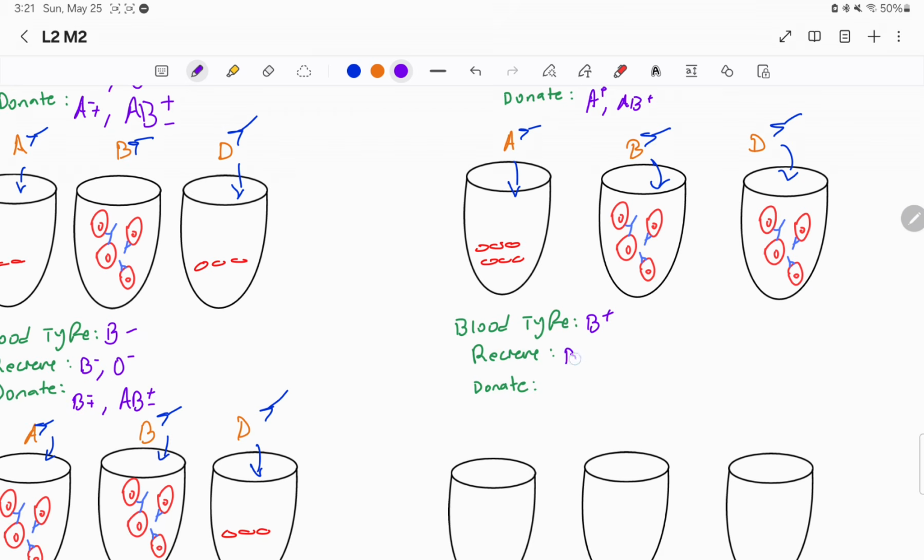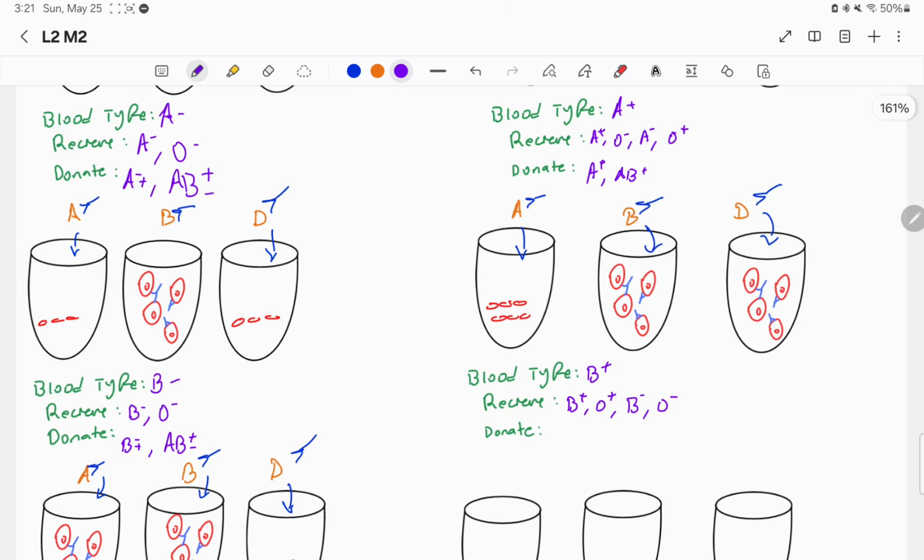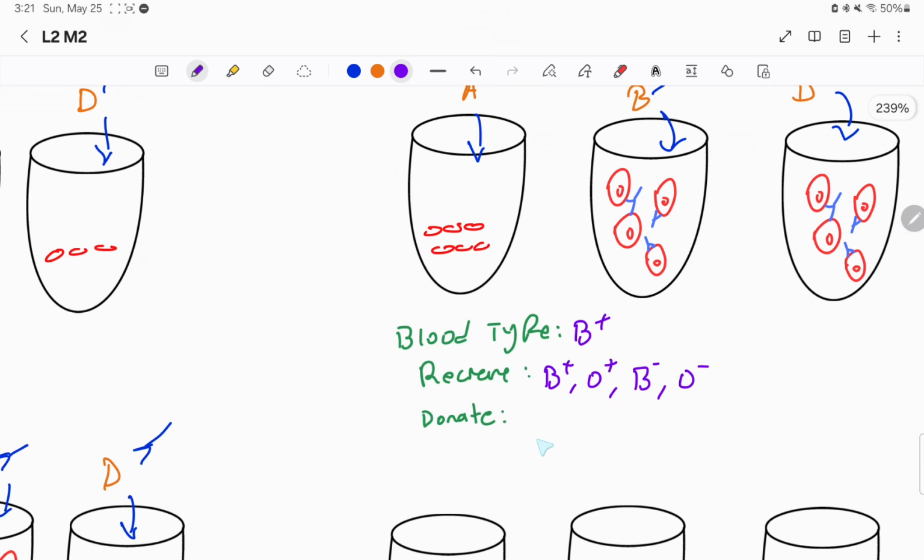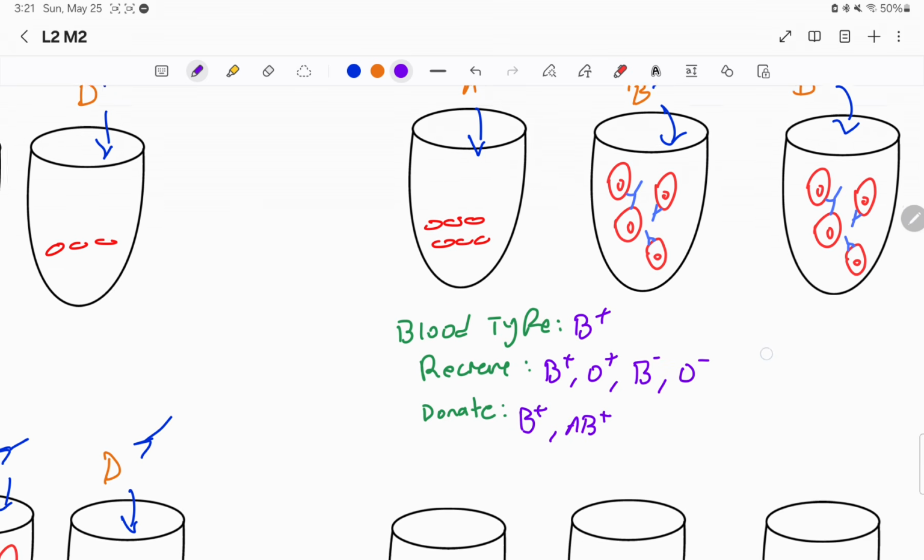He can receive blood from B positive, obviously. He can receive blood from O positive, because O gives to everybody, and positive to positive. He can receive from B negative, since negative can give to positive and negative, and O minus. Okay, easy. Who can he donate to? He can donate only to B positive and AB positive.